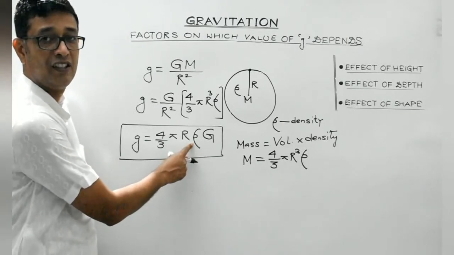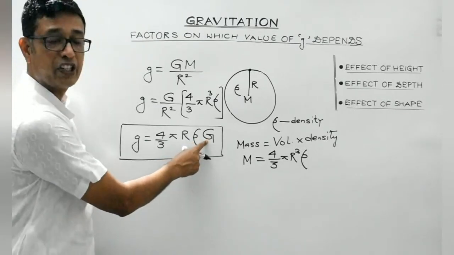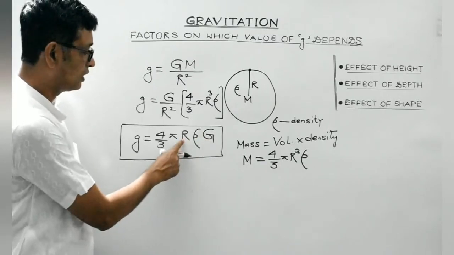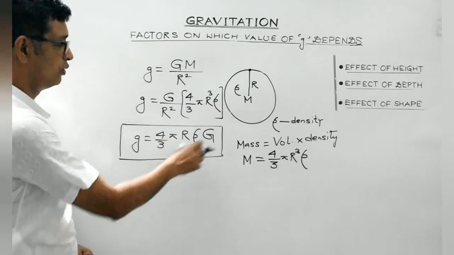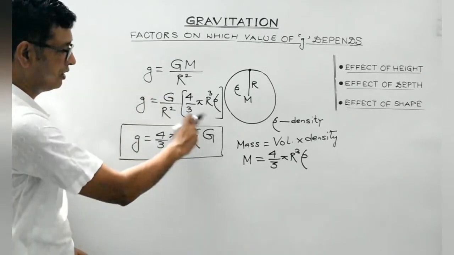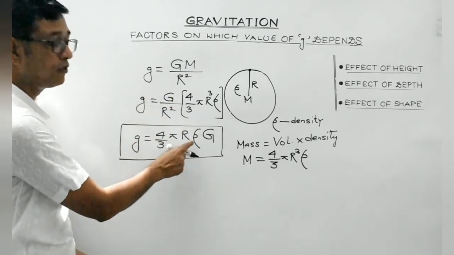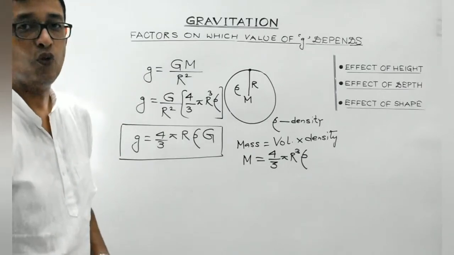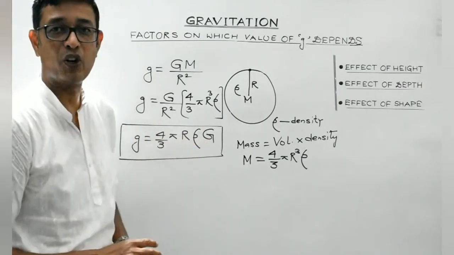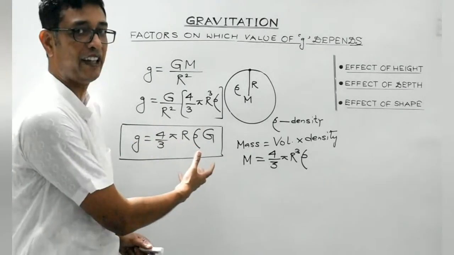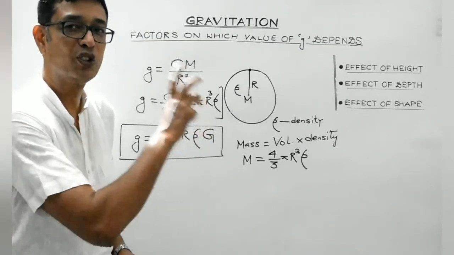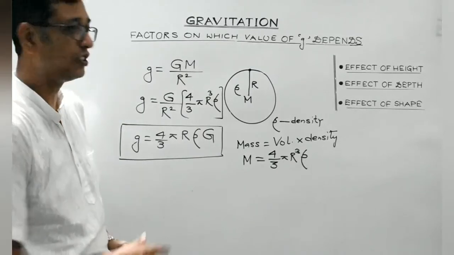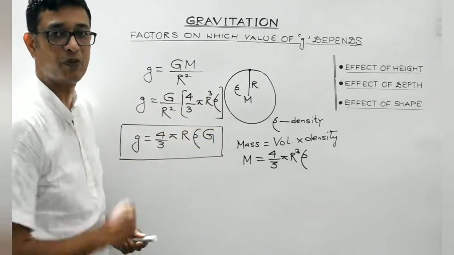Clear, students? This is the universal gravitational constant. This is the radius of the Earth, pi is 3.14 or 22 by 7. So this is the expression for the acceleration due to gravity in terms of the density of the Earth. Why I have derived this formula is because we will be making use of this expression while discussing the factors on which the value of small g depends. So there is a purpose for deriving this expression.